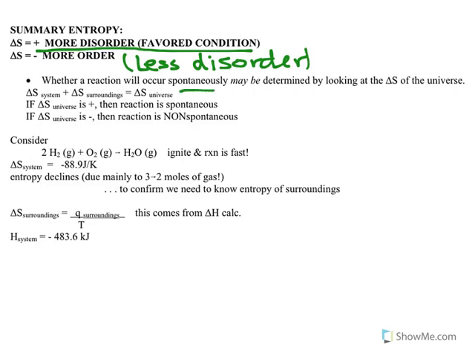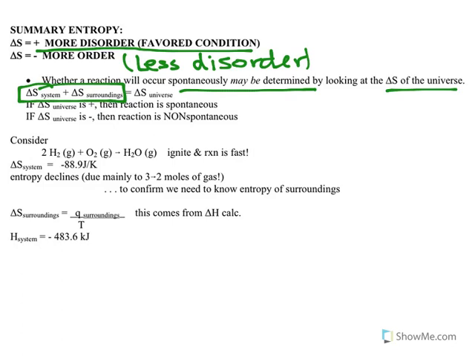And whether a reaction will occur spontaneously may be determined by looking at the delta S, which is the delta S of the universe, meaning our system and our surroundings together. Our universe is overall looking for increasing entropy, increasing disorder. And so if the reaction is increasing it, it should be spontaneous. If it is not increasing it, it will be a non-spontaneous reaction. So generally we can determine it from that, but that's not always the case.